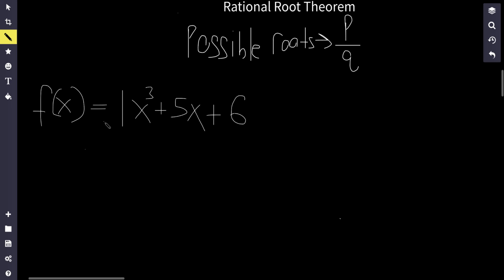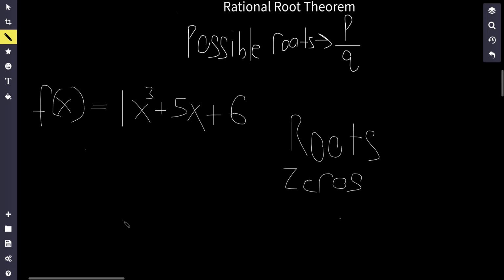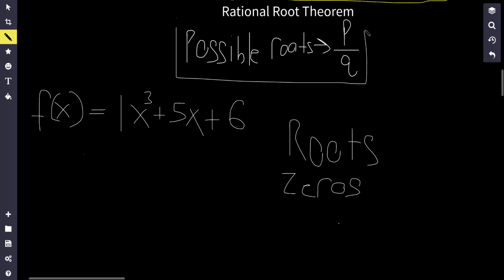Let's say I have f of x is equal to x to the third power plus 5x plus 6. And I want to find out what are the roots, or sometimes it's known as the zeros, of this polynomial. How would I do this? The rational root theorem basically gives you possible roots for your polynomial. I can't use the quadratic formula and I can't really factor this. So how can I find the zeros? You would have to use the rational root theorem.